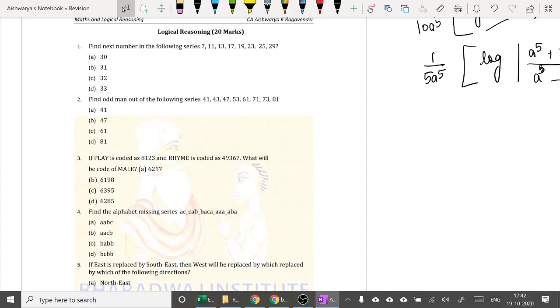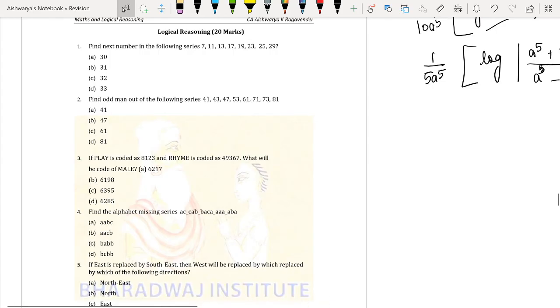Okay, were you able to solve the first question? What is the next number in the series? These are all prime numbers. Yes, all are prime numbers. So the next number can't be 30 because it's even or it is not a prime number. Only 31 is a prime number, so it will be 31. Option B. Come to the second question. What is the answer? Again, all are prime numbers. Only 81 is divisible by 9. So answer is 81 is not a prime number.